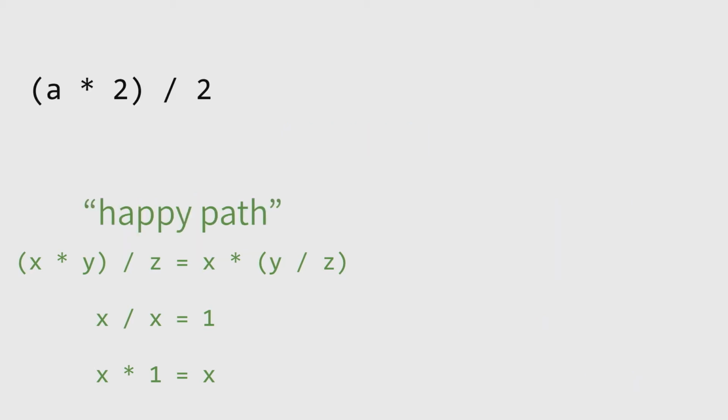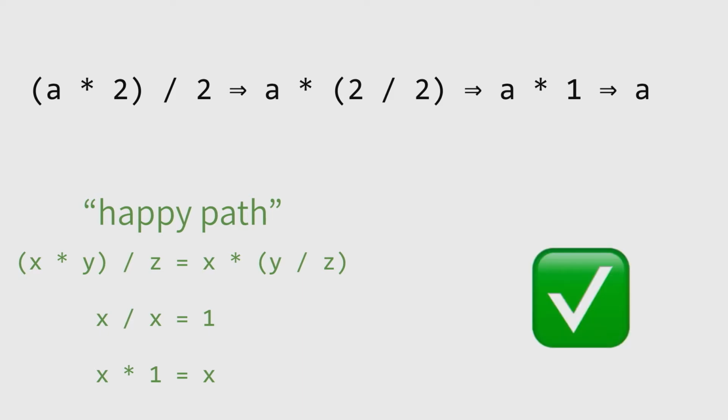So in this example, if we follow this happy path of rules on the left, we're going to apply them one after the other. I'm going to pattern match here. I'm going to match that div. X will map to A, Y to 2, and Z to 2. I rewrite it. I get this nice form in the middle. Now if I apply that x over x goes to 1 rewrite, I get A times 1. And if I apply the third rewrite, I get A. That's great, right? Everything worked out beautifully.